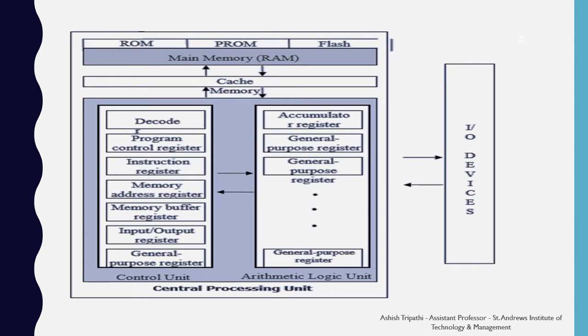So the control unit has the registers like program counter register, instruction register, memory address register, memory buffer register or memory data register, input output register, and some general purpose registers. Inside the ALU, you have the main register, that is known as the accumulator register, which performs the calculation. Besides that, we have some general purpose registers which are used for temporary storage of the data.